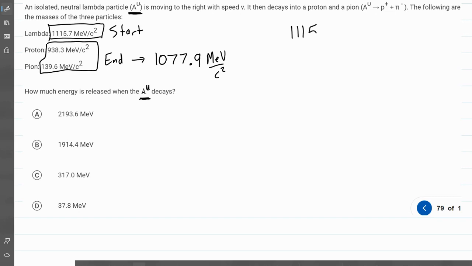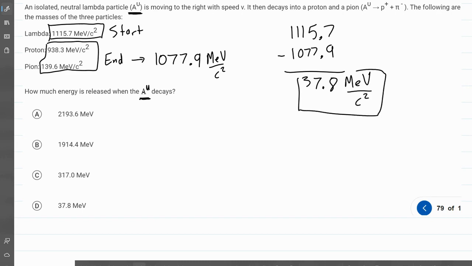So we have 1115.7 minus 1077.9. Plug that into your calculator: 37.8 MeV per c squared. So this much mass is just unaccounted for. We just don't know where that mass is, except now we do, right?